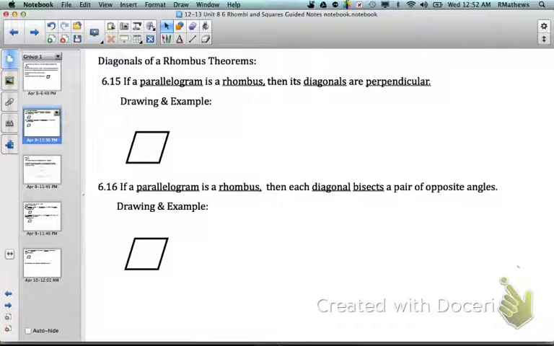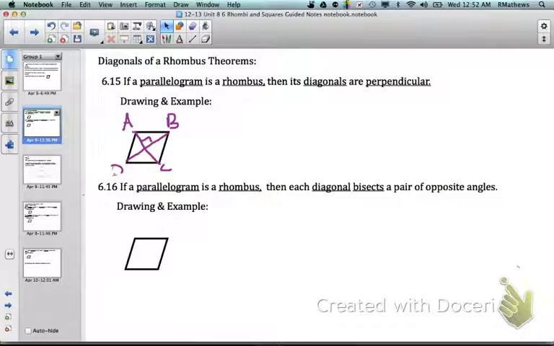So if we have parallelogram ABCD, and then it has these diagonals. Sorry, that's just not drawing correctly, so my drawing may not be great, but it will be what it is. And that is a right angle.